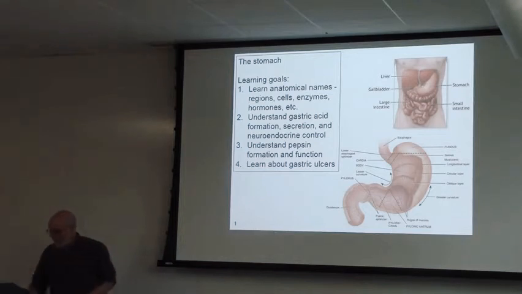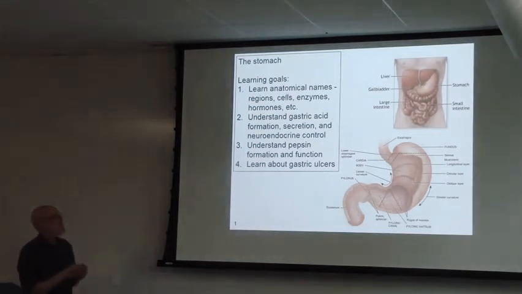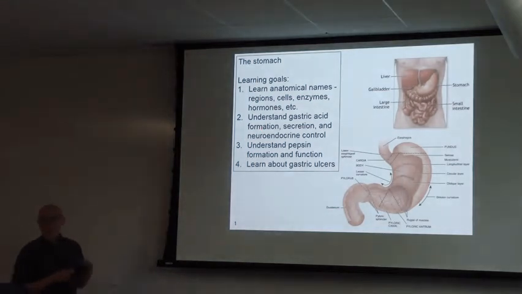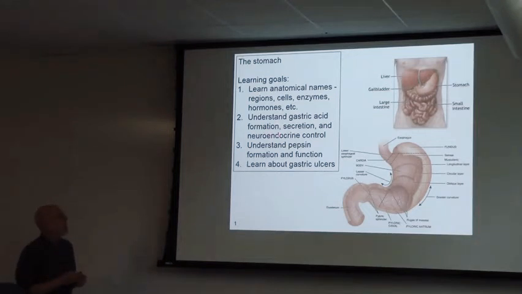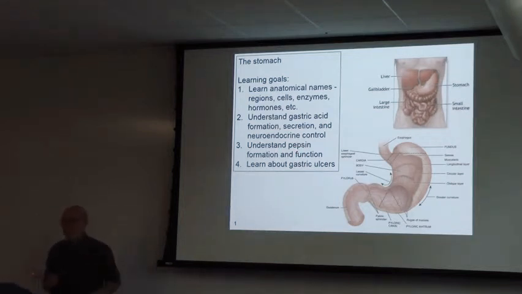So we're going to do some anatomy. The stomach has a lot more anatomy than just the stomach. We'll talk about the cells and enzymes that work on food in the stomach and hormones that control that, secretions. We'll understand secretion and the control of secretion of gastric acid. That's the key thing in the stomach. The acidic environment of the stomach and how that is achieved and how that is controlled. We'll talk about an enzyme that functions in the stomach to hydrolyze protein, and if there's time, we'll get to ulcers, gastric ulcers.